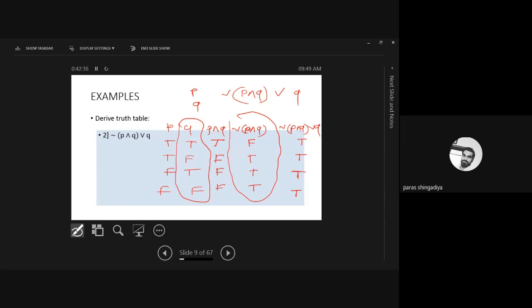Clear? If you enter the card and if you enter the wrong PIN, okay, wrong password, then you cannot withdraw the money. Clear? So how does it work? If both are T, means the card is correct and the password is correct, both are true, then the outcome will become true. Okay, outcome will become true means you can withdraw the money. If anyone is incorrect, okay, anyone is incorrect means you have entered a wrong card, or you have entered some random password instead of the right password, okay, so you cannot withdraw the money. Clear? If you enter the right card and wrong password, then also you cannot withdraw the money.